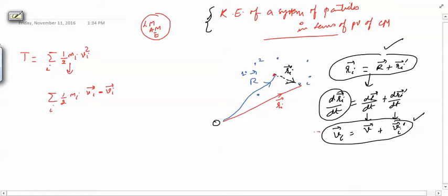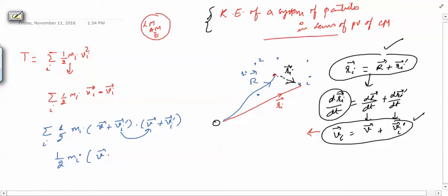Now I'll use this relation. So this is equal to summation of half mi, where I can write vi as V vector plus vi dash vector, dot product with V vector plus vi dash vector. Now we can use the distributive law here. So you have half mi, and you will get V dot V plus V dot vi dash plus vi dash dot V vector plus vi dash dot vi dash vector.